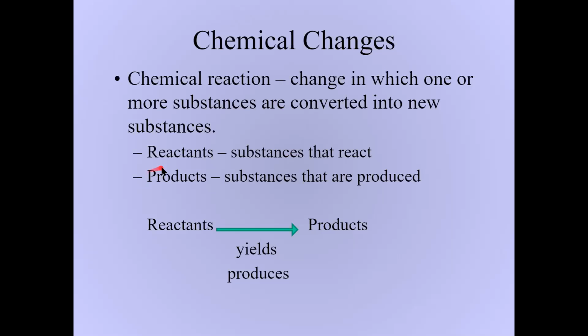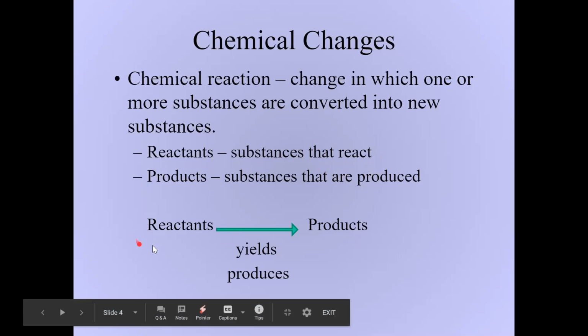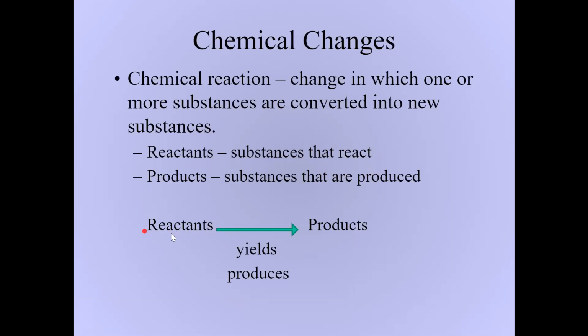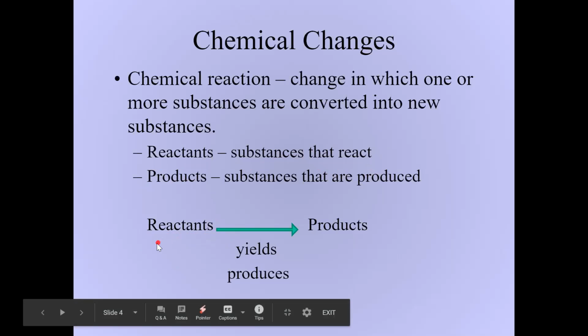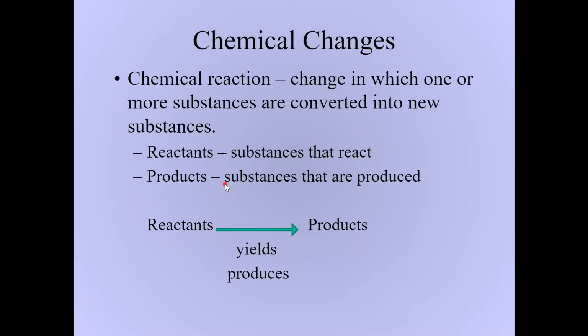These are, just like their name suggests, the substances that are going to react together. So we start off our chemical reaction with our reactants. Those are our initial starting chemicals. We then go through the reaction, go through the chemical changes that are going to happen, and then end up with our new chemicals, the products. So again, just like their name suggests, the products are the substances that are produced at the end of the chemical reaction.